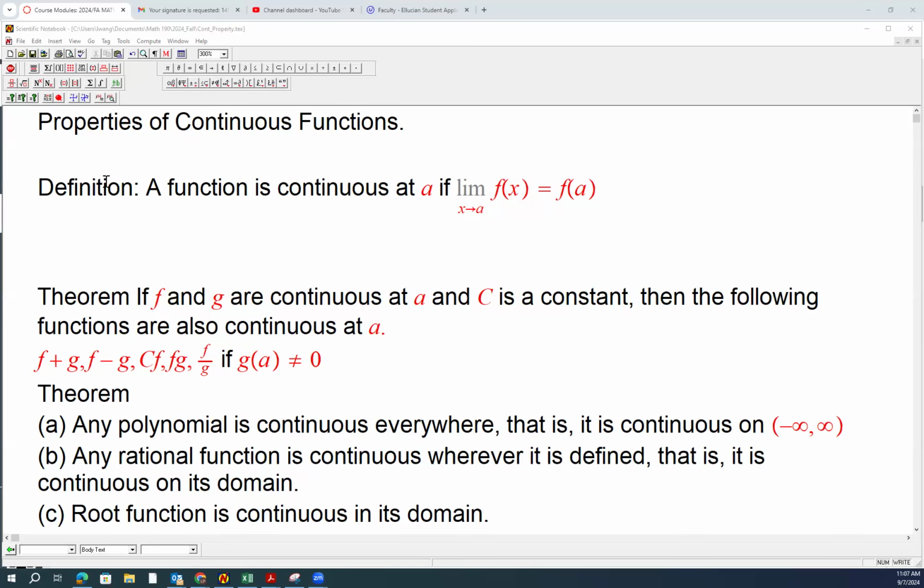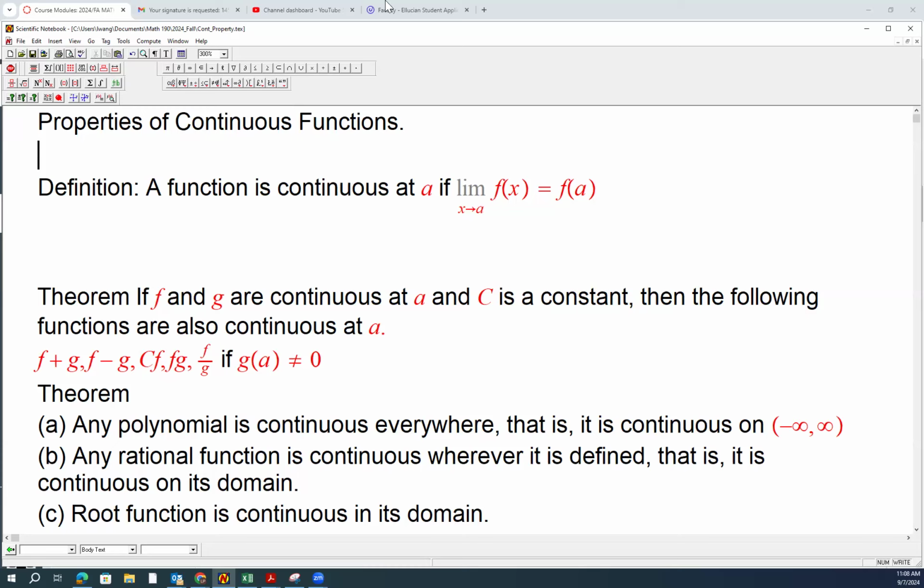Hello, in this lesson, I would like to talk about the properties of continuous functions. Let's recall the definition of a function that is continuous at a point A: the limit of the function as x approaches A is the same as the value of the function at point A. So we know that this involves three elements, right? We had that discussion earlier in those other videos before this one.